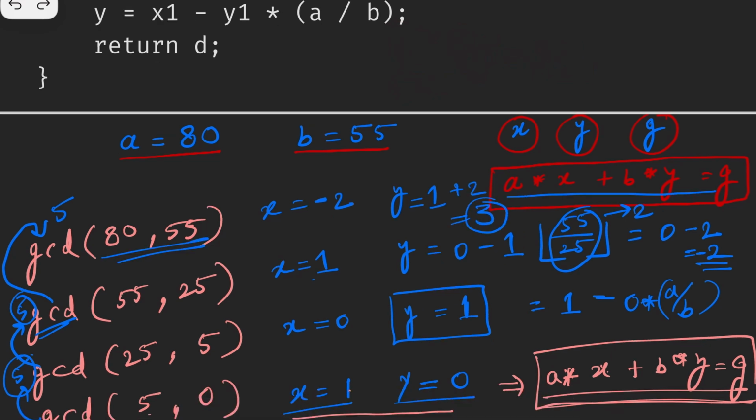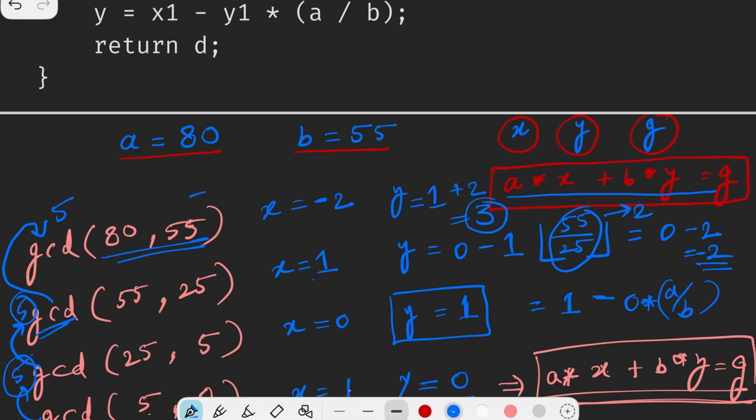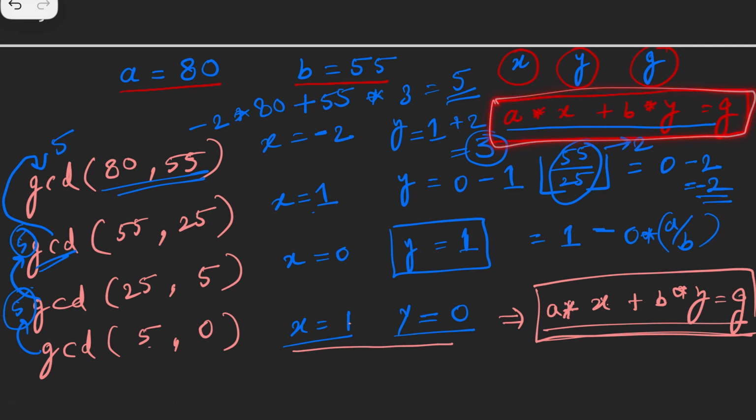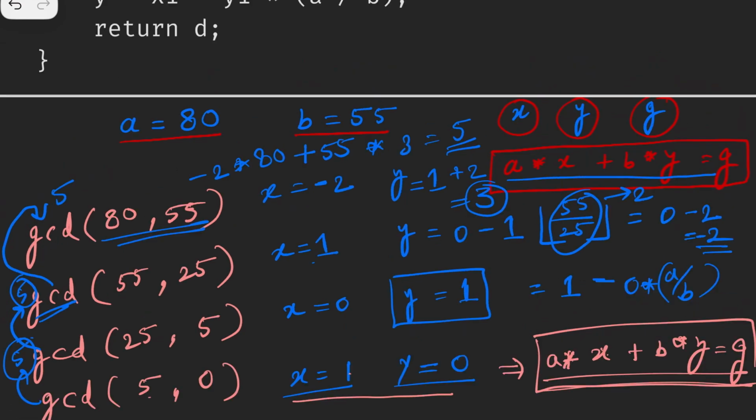Okay. So let's check this equation for this as well. So we have minus 2 as x into 80 plus we have 55 into the value of y is 3 and it is 5. Right? So this equation is true for each and every stage. I hope you get the idea.